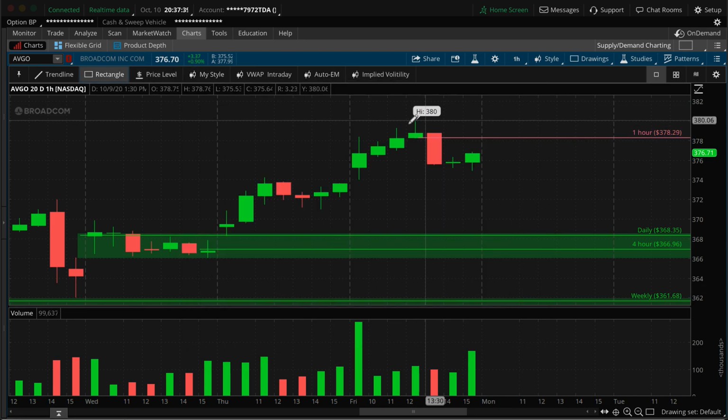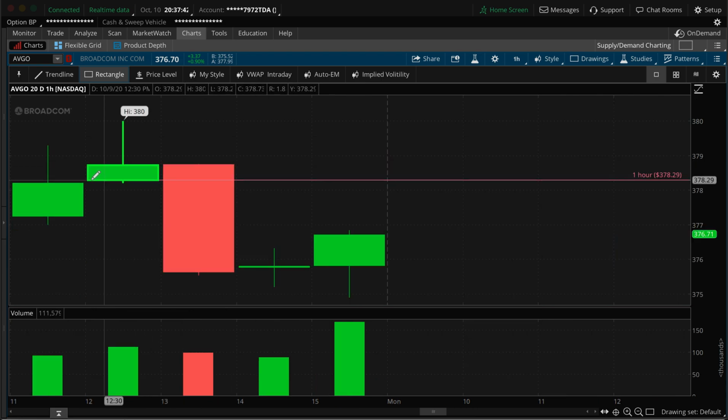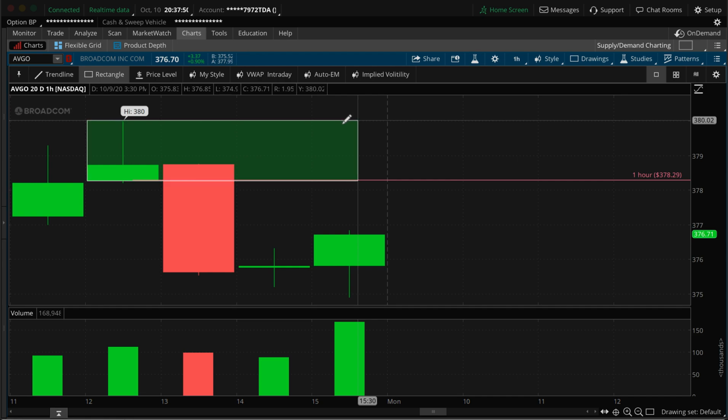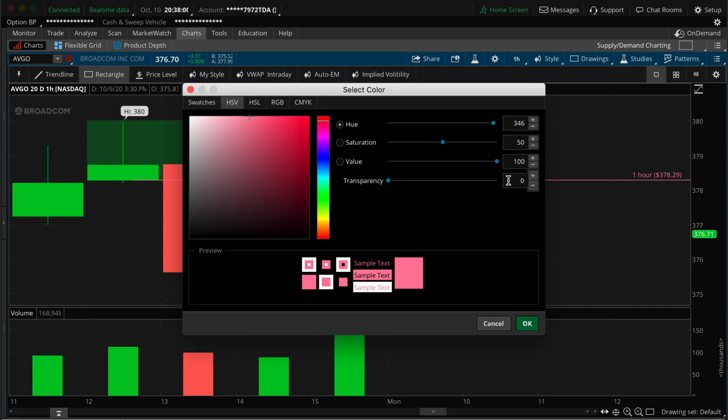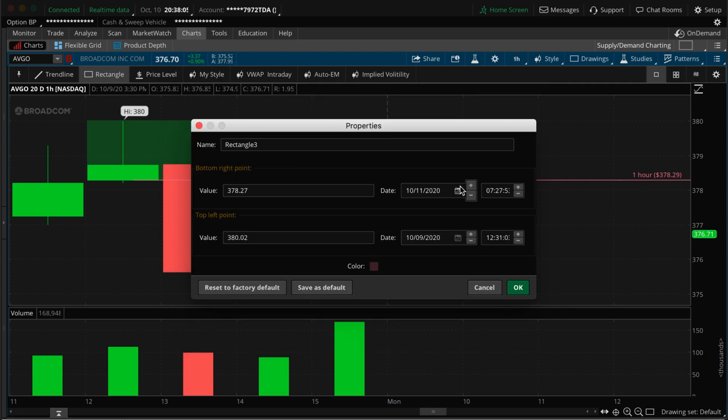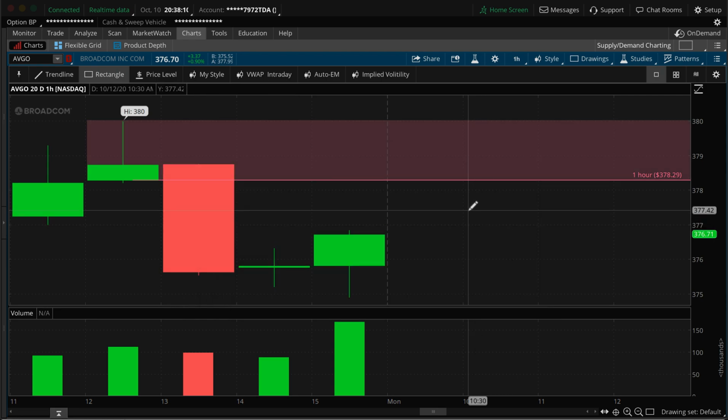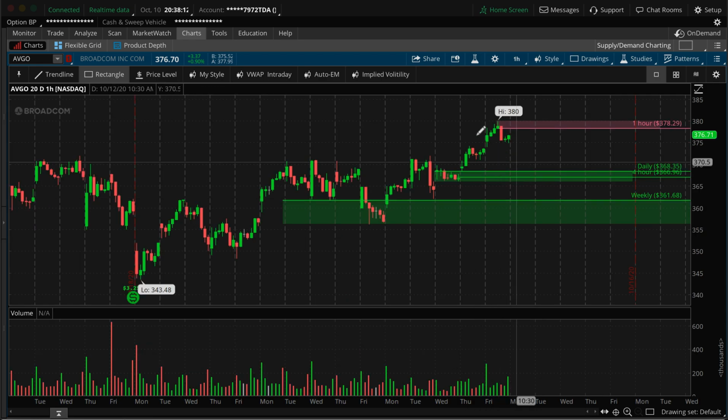Now we need to draw our box. So our box is going to be from the start of the body to the top of the wick. So that's going to be up to our all-time high at 380. And now we draw this over. Then right-click, edit our properties. And now we want to make this the pinkish color. Now we go to our more, our HSV, change that to 75. And bump our dates out. And there we go. Zoom back out.